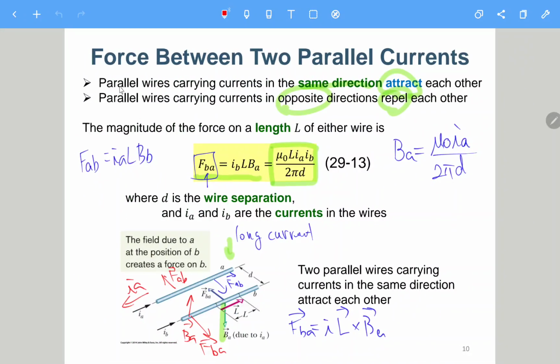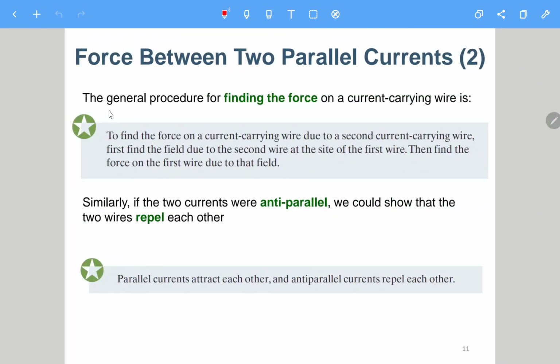It tried to mention parallel as the first case. Parallel means parallel wires carrying current in the same direction, so it just calls it parallel only. For the second case, it calls it anti-parallel. For the whole thing, we just call it parallel current, and parallel wires carrying current in the opposite direction, we call anti-parallel. So it says parallel currents attract each other and anti-parallel currents repel each other, simplifying like this.